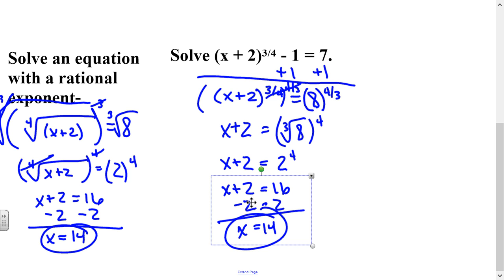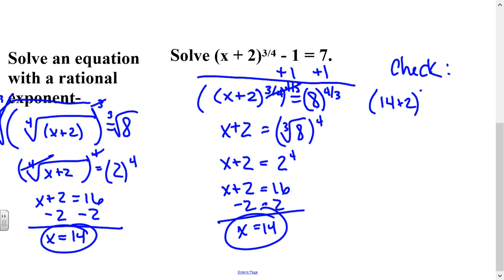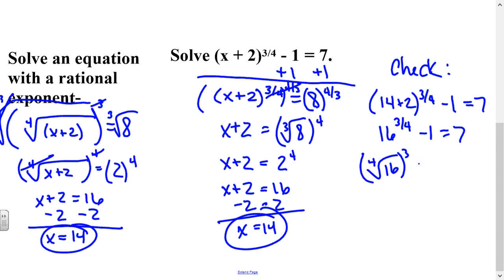Okay, now we need to check our solution. So we're going to do a check over here just to make sure that it's not extraneous. So we're going to plug in 14 for x. So we would have (14 plus 2) to the 3/4 power minus 1 equals 7. So 14 plus 2 would be 16 to the 3/4 power minus 1 equals 7. Well, this would be like taking the 4th root of 16 and then cubing it, minus 1 equals 7. So the 4th root of 16 is 2. 2 to the 3rd power is 8. So 8 minus 1 equals 7. And that is true.